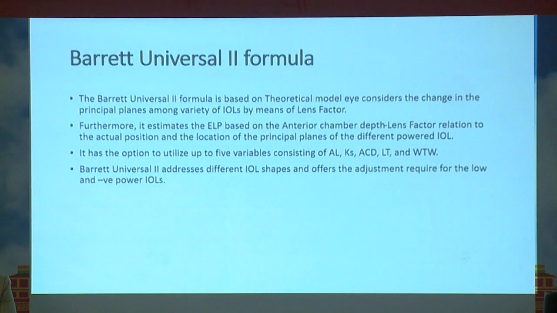Now come to the Barrett Universal. Barrett Universal is a theoretical model with changes in principal planes among the variety of IOLs by means of a lens factor. The estimation of expected lens position is there. So it is not so accurate in some cases, that is, with a large axial length.